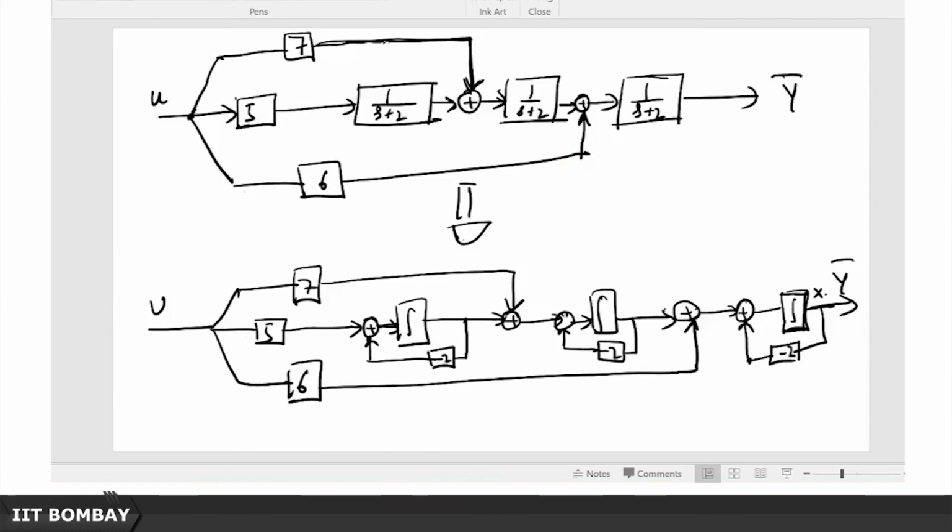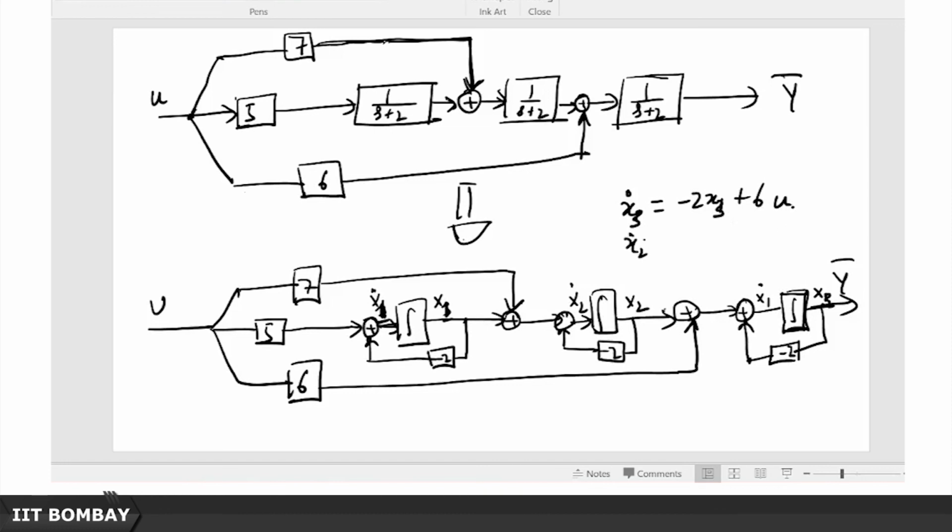So let me call this x1, this is x1 dot, this is x2, this is x2 dot, and this is x3, and this is then x3 dot. So I have x1 dot is equal to -2x1 plus 6u, or rather let me reverse the order here. Let me call this as x3, this as x2, and this as x1. In a moment you will see why I prefer this. It is just a labeling after all. So x3 dot is equal to -2x3 plus 6u.